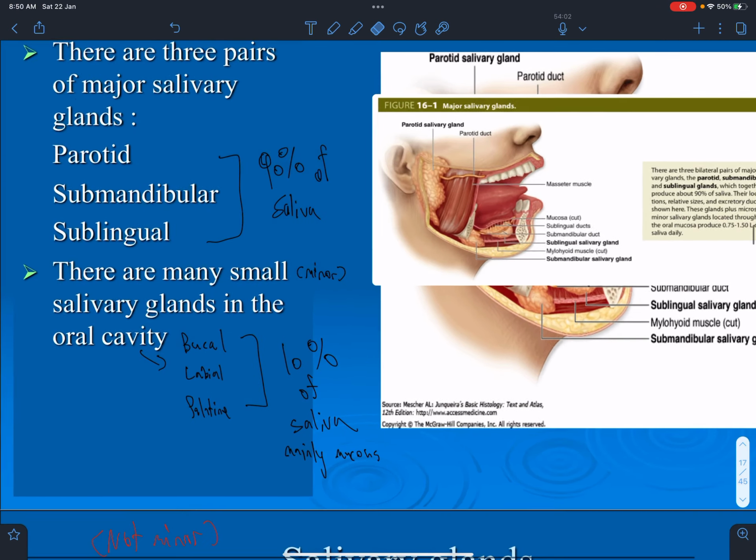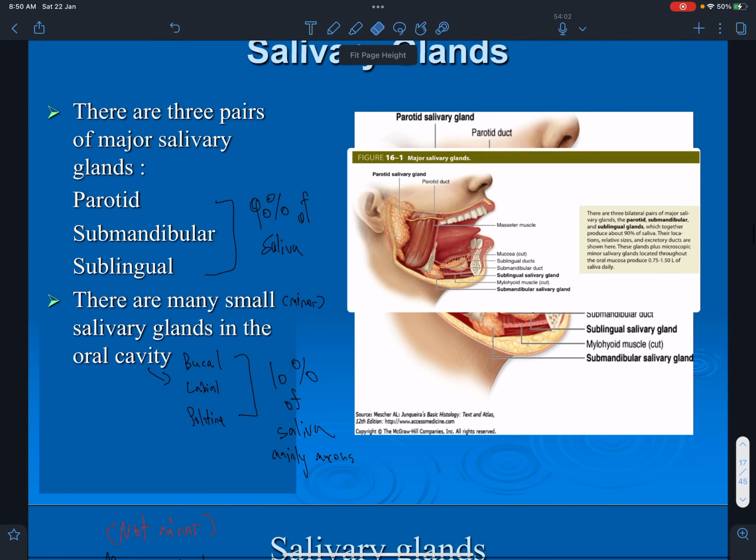I gave some examples like the buccal and labial salivary glands, the ones that we've seen before in the lamina propria of the lips, right? And the palatine, for example. They secrete the remaining 10% of saliva. So when we look at the histology, we're not going to focus on the minor. We're going to focus on the major ones, okay? But this is something to keep in mind, that we don't just have major, all right?